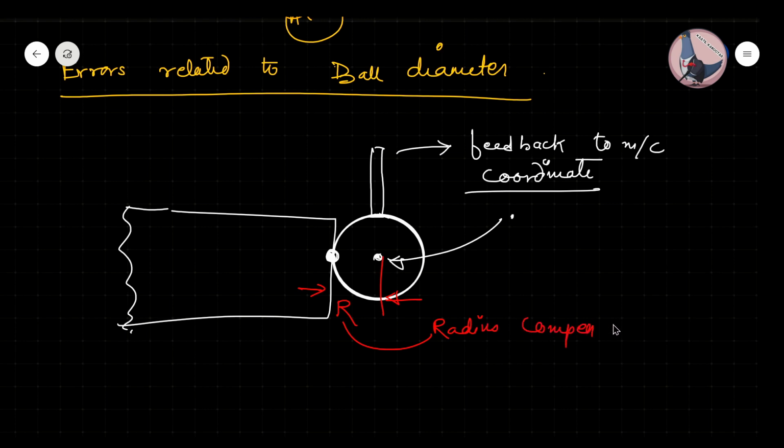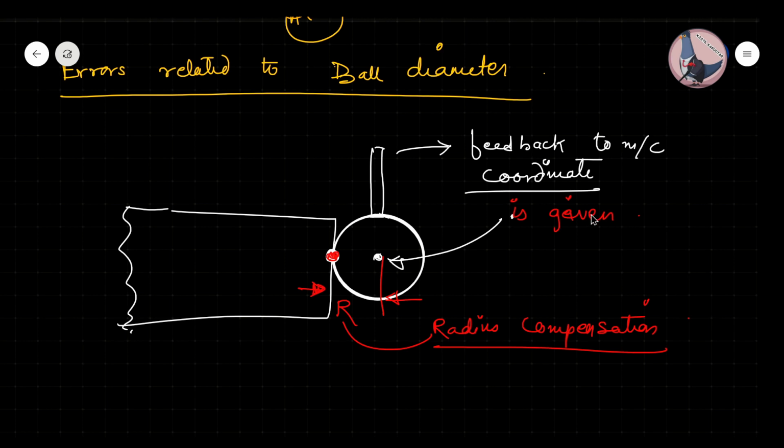Radius compensation. So feedback to the machine in terms of coordinate is given for the center, but it has to be given for the object. So in order to do that, the radius of this ball has to be compensated, and that is called your radius compensation.